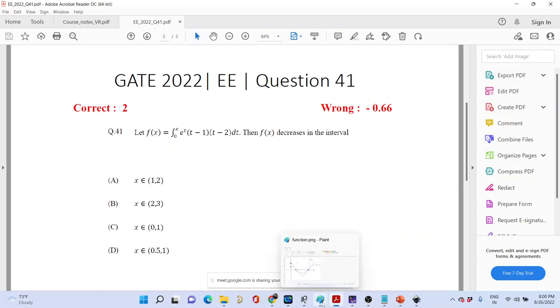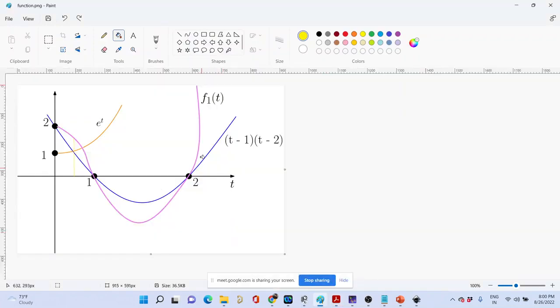Yeah, right. So I have put this in this file. So you see, you are multiplying these two curves. The points where the parabola intersects, if you find, are 1 and 2. So these are the roots of the equation, and at 1 and 2 the function will be 0. And when t equals 0, you have minus 1 into minus 2, that is 2. So it is intersecting the y-axis at 2 and the x-axis at 1 and 2. The blue curve that you see is the parabola we are talking about, and the orange curve is e to the power t, the exponential term.